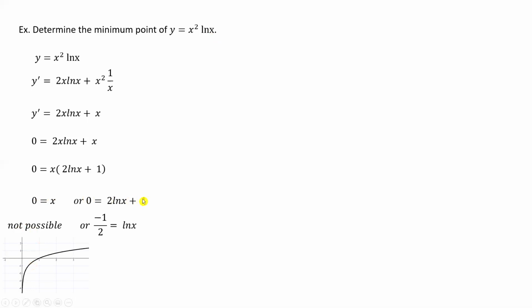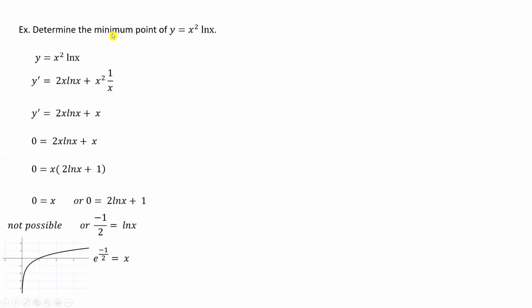Solving this one, we bring the 1 to the other side, divide by 2. So we have minus 1/2 equals ln x. This is in logarithmic form. We'll change that to exponential form. Your base is e, your exponent is negative 1/2, and your answer is x. So e to the negative 1/2 equals x. We now know what x is.